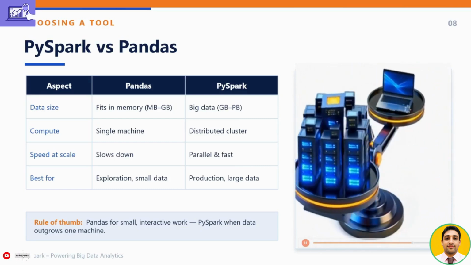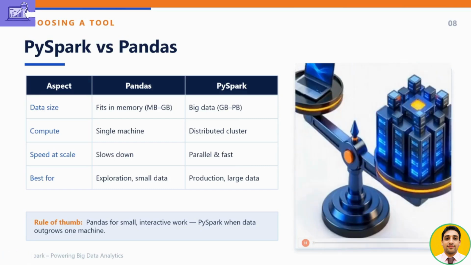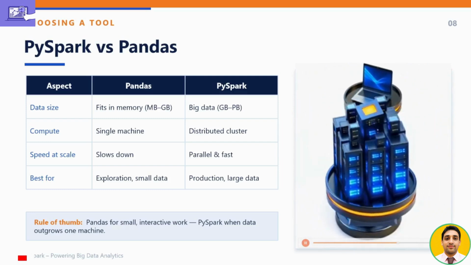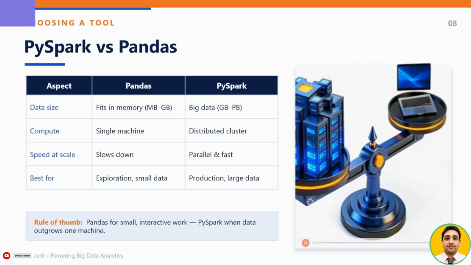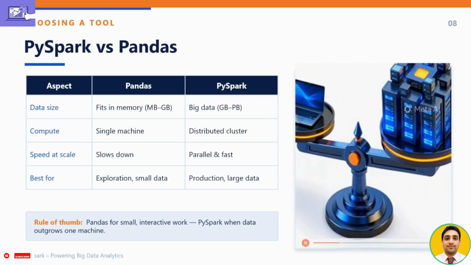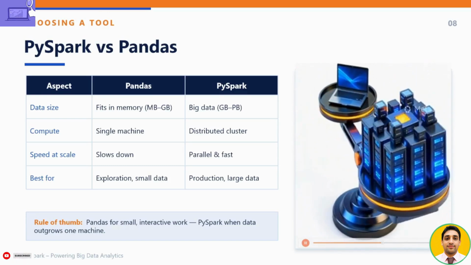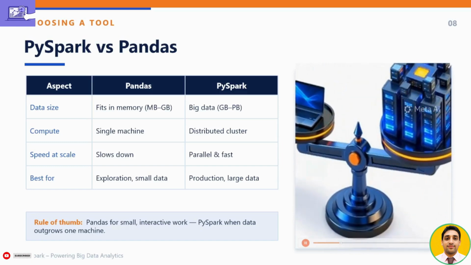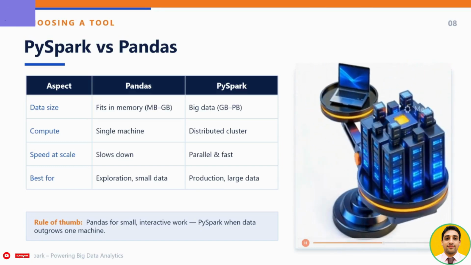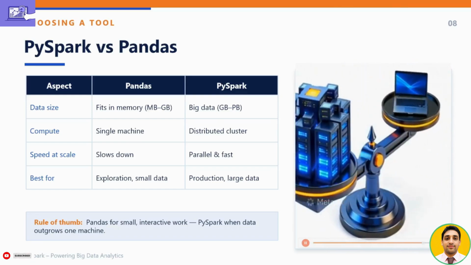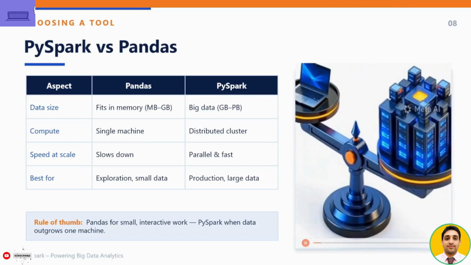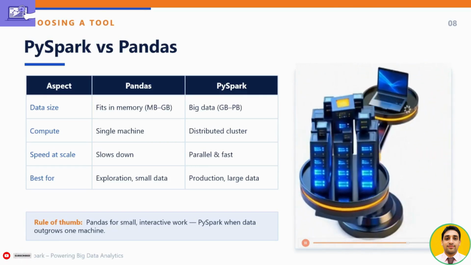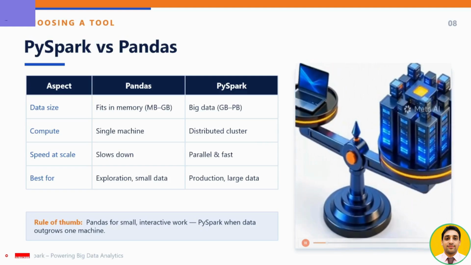Finally, in terms of best use case, Pandas shines for exploration and working with smaller datasets. Quick interactive analysis, while PySpark is built for production environments, handling large-scale data. The rule of thumb to remember is simple. Use Pandas for small interactive work and switch to PySpark once your data outgrows what a single machine can comfortably handle.